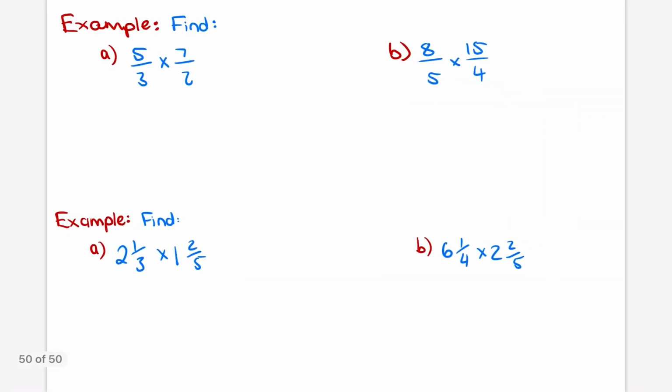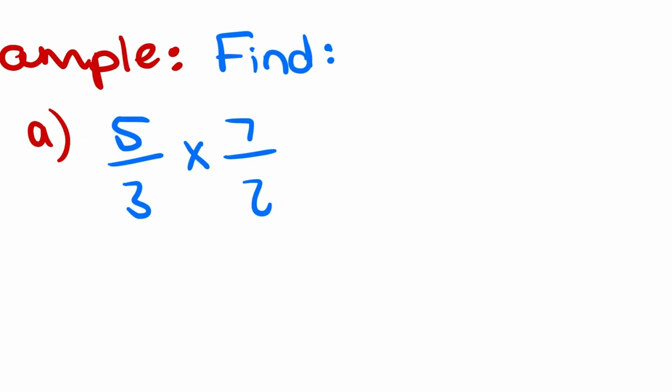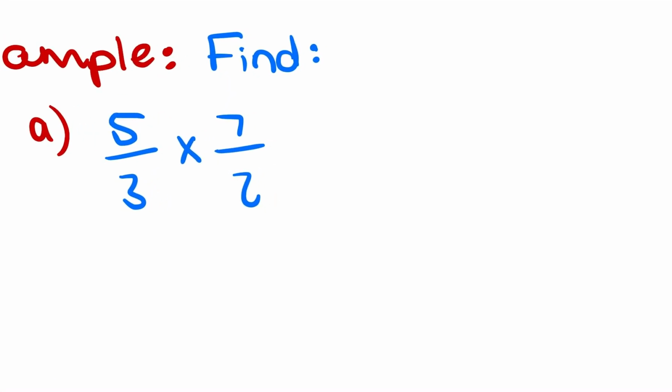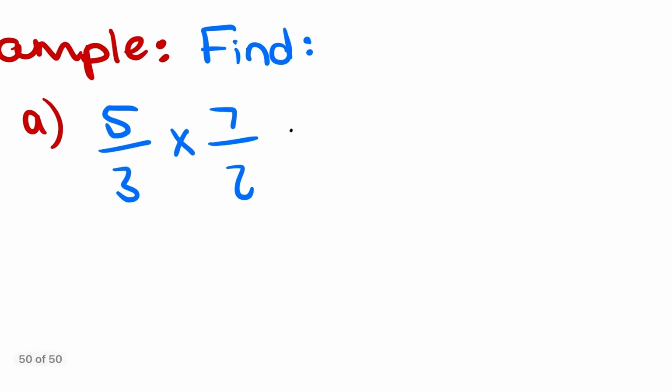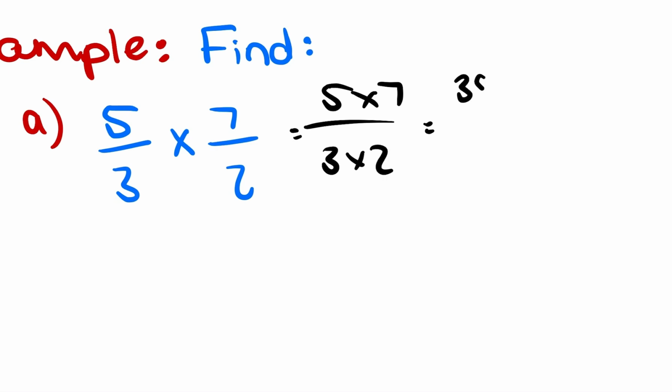So then we've got some more types where we're now dealing with some improper fractions or mixed numbers. So here I've got 5 over 3 times 7 over 2. So we go about this the same way. I can't cancel down anywhere because we've got prime numbers all around. So here I'm going to go 5 times 7 over 3 times 2. So 5 times 7 is 35, 3 times 2 is 6.